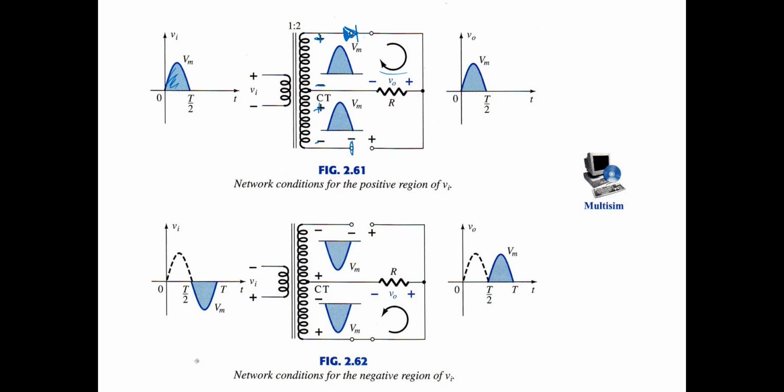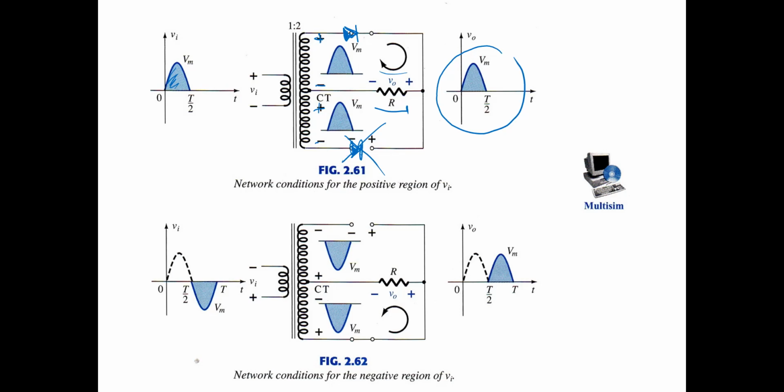But here, this is the diode here. Negative connects to positive, positive connects to negative. So the diode here is off. So the current only flows in the upper side like this one. So the output voltage will be like this one. We get the output voltage across the resistor like this one.